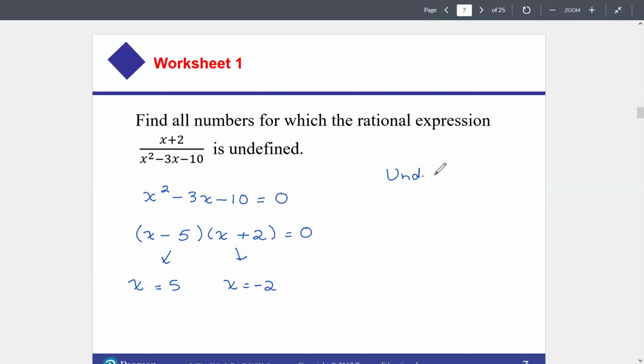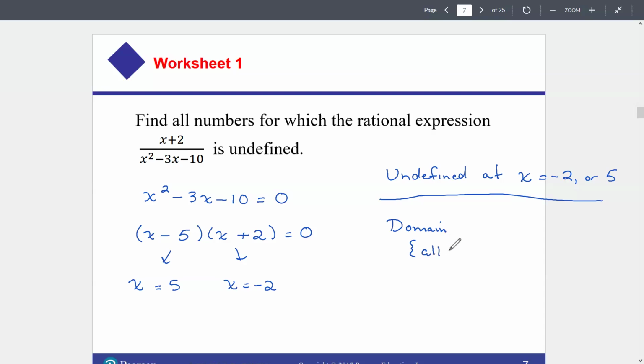So we are undefined at x equals -2 or 5, which also translates into my domain: all x except when x is -2 or 5. Another way of saying that in interval notation is -infinity up to -2, union -2 up to 5, union 5 to infinity.